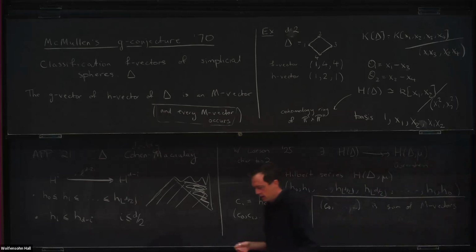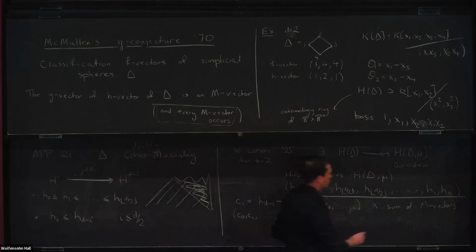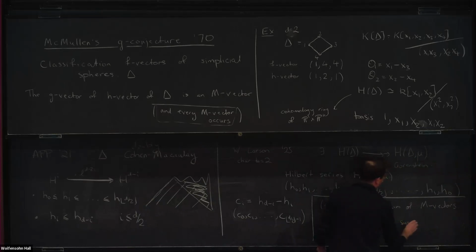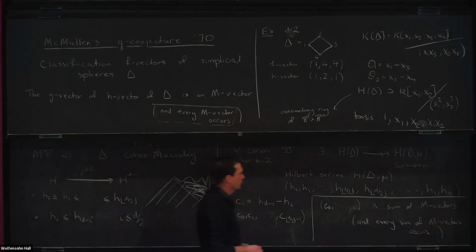So being a sum of m vectors is actually very close to being just an m vector. It's got a combinatorial definition which is almost identical to the combinatorial definition of an m vector. And every sum of m vectors occurs. So it basically is classifying what can happen in this part of these H vectors. And this technique also gives new inequalities for matroids.